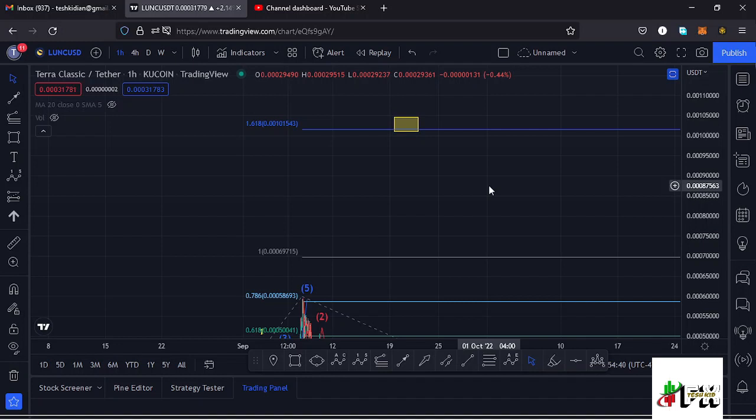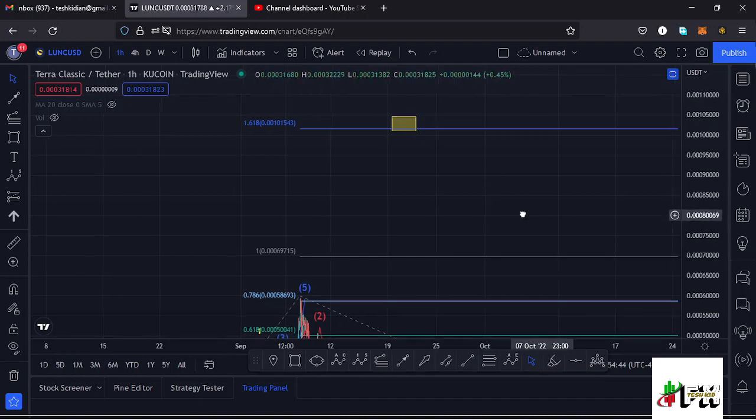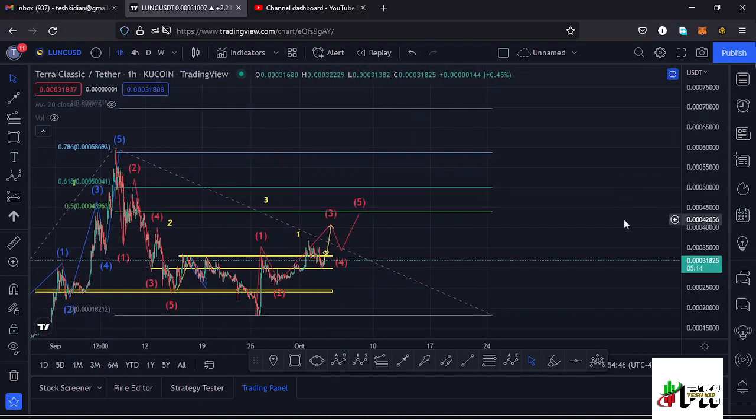In case that movement to the upper side plays out, Lunc could be looking very good, so let's be patient and see how that plays out, and I'll keep you updated.